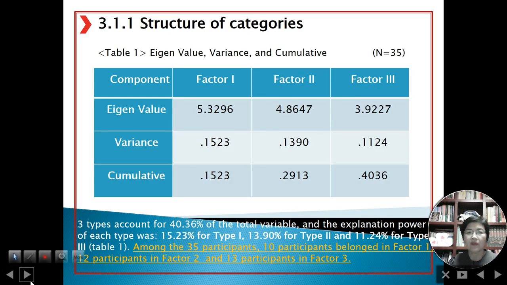Result. Structure of categories. Table 1: eigenvalue, variance, and cumulative. Factors 1, 2, 3 were classified. The 3 types account for a total of 40.36% of the total variance, and the explanation power of each type was 15.23% for type 1, 13.90% for type 2, and 11.24% for type 3. Among the 35 participants, 10 participants belong in factor 1, 12 participants in factor 2, and 13 participants in factor 3.